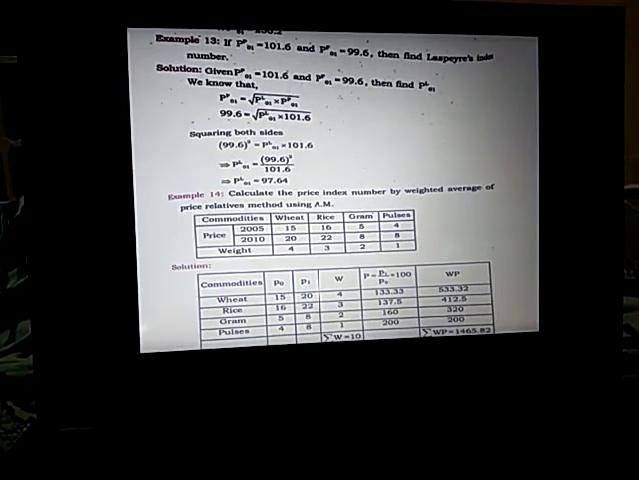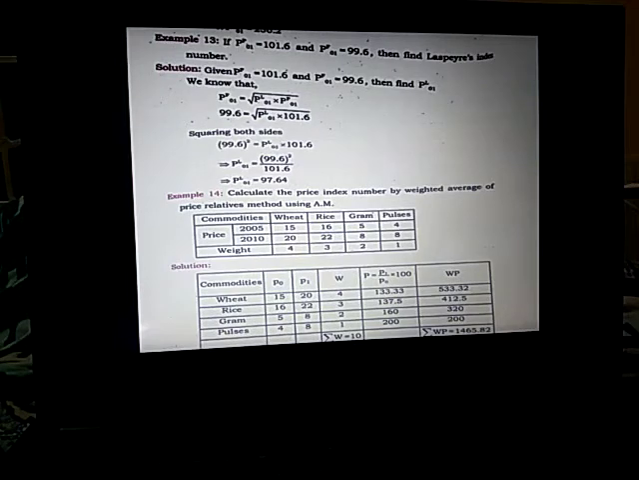Next we have one example. Calculate the price index number by weighted average of price relative method using arithmetic mean. We have to find the weighted average of price relative method using the arithmetic mean. So there are commodities, and the prices of the commodities are given. The commodities here are wheat, rice, gram and pulses. The two prices are the prices of those commodities in 2 years, 2005 and 2010. 2005 is the base year and 2010 is the current year. And the weight is given for each of the commodities. We have to find the weighted average of price relative method.